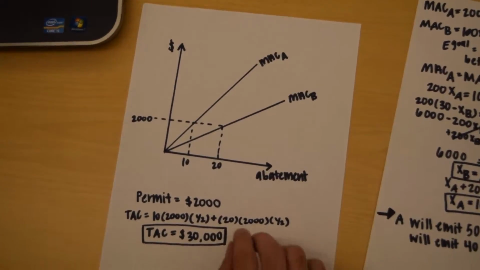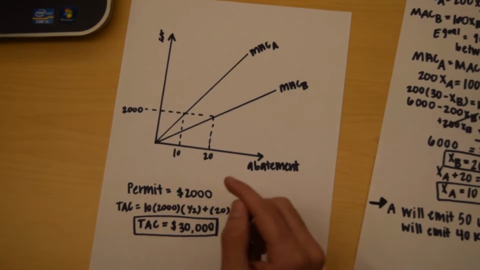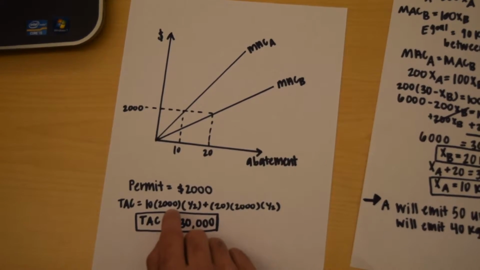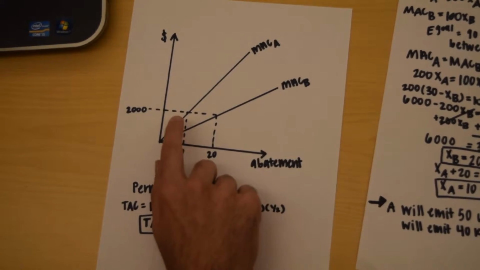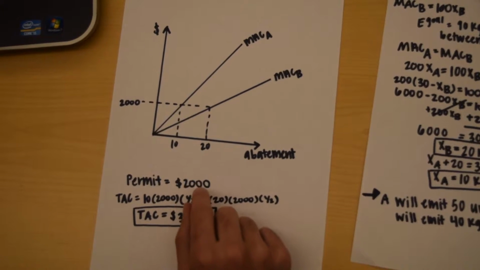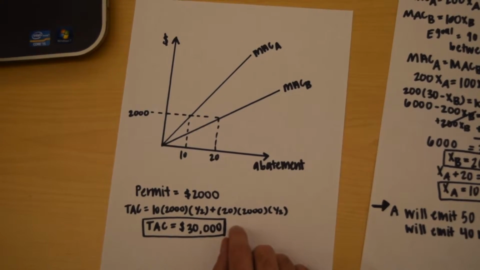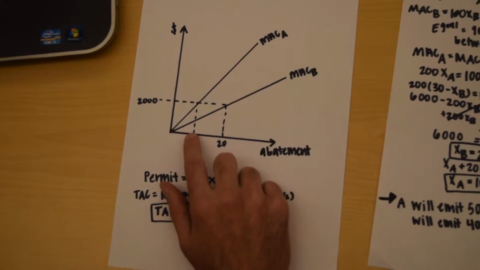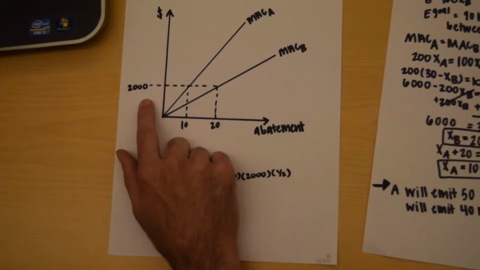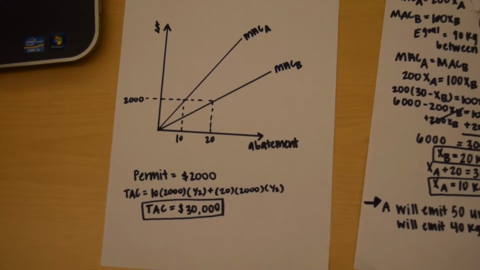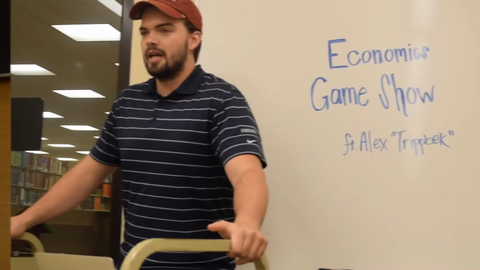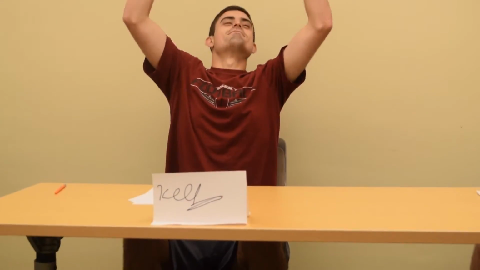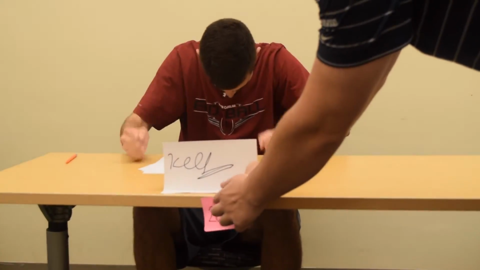In order to maintain this cost-effective level, I would institute a cap-and-trade system with a permit price of $2,000. I found this permit price by plugging the cost-effective abatement levels into each firm's marginal cost curves. The total abatement cost of this policy is $30,000, which I found by finding the area under each firm's marginal abatement curves up to their cost-effective abatement level as set by the permit price. The total cost is $30,000. Kelly, your cap and trade system yielded a cost-effective solution.